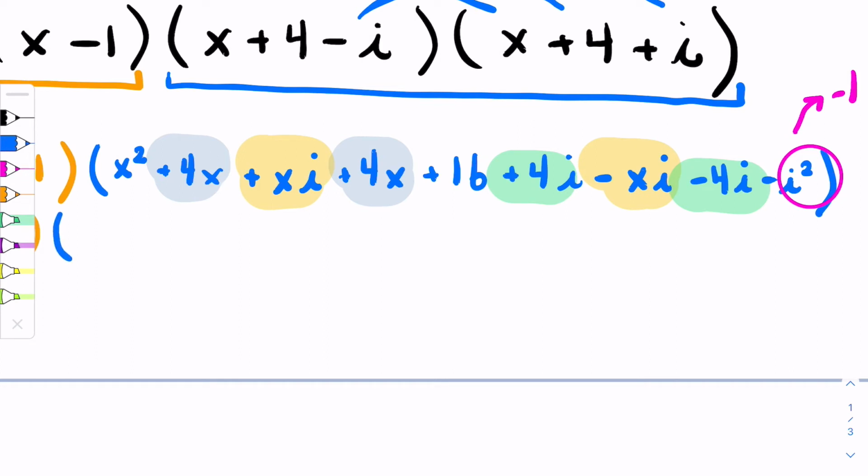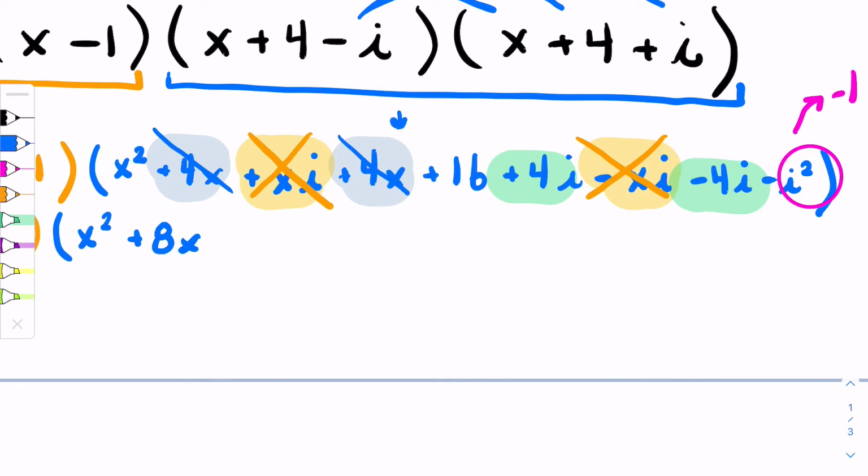When I start to simplify, remember x squared right here is remaining the same. Next, I have what I highlighted in blue. I have 4x plus 4x, which is 8x. Next, I have what I highlighted in yellow, xi minus xi. These are actually going to cancel. They are just going to form a value of 0.